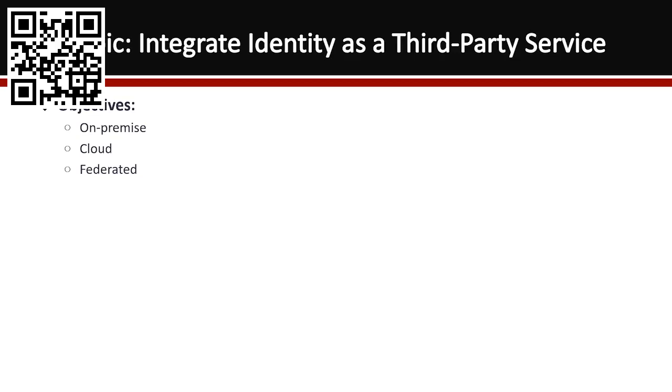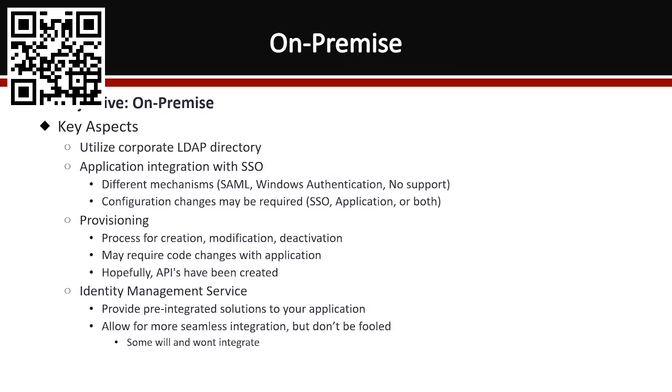Okay, in this topic, we're going to talk about how we integrate identity as a third-party service. There are various objectives within this one: on-premises, cloud, and federated. As you're dealing with on-premises, this basically will utilize the LDAP directory, which is your Active Directory capability. And it is an integration with SSO, your single sign-on. It can use different mechanisms such as SAML, Windows Authentication, and also can provide no support at all.